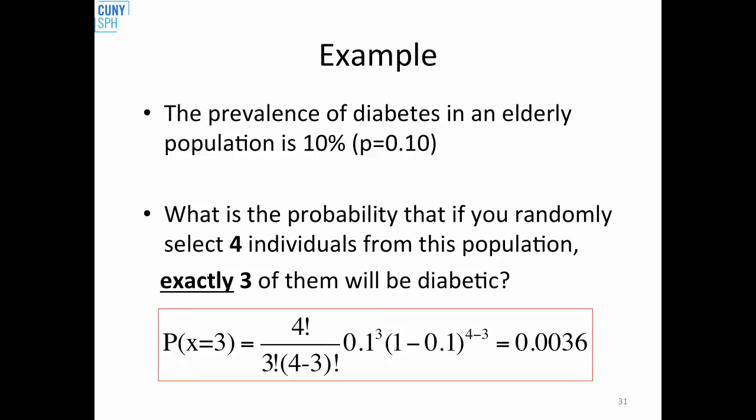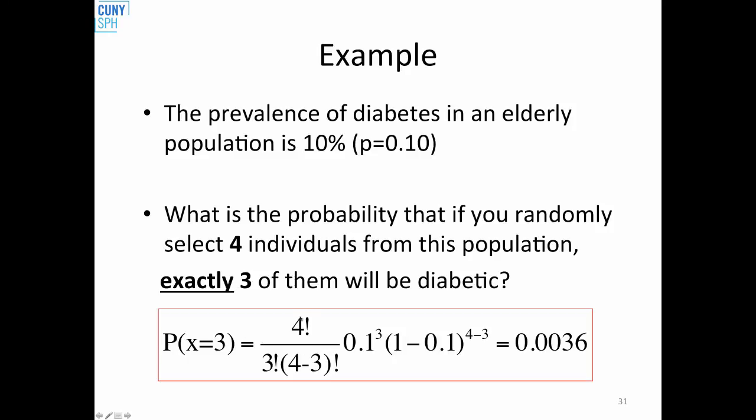And we'll get back to that. But as an example, the prevalence of diabetes in some elderly population is 10%, so this p is equal to 0.1. You can calculate the probability that if you randomly select 4 individuals from this population, exactly 3 of them will be diabetic.